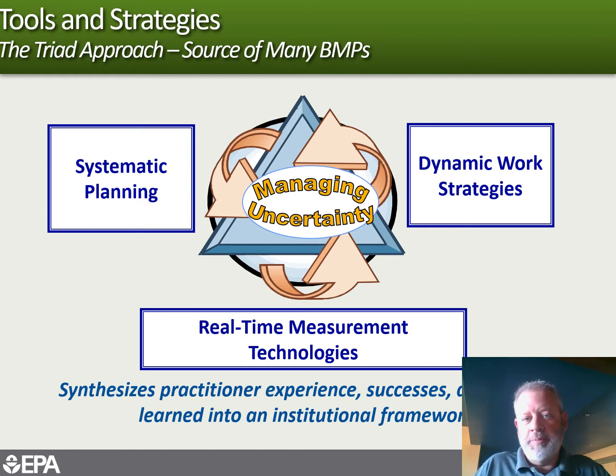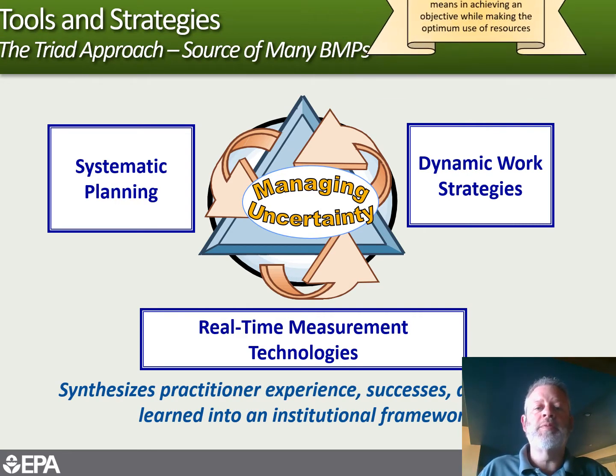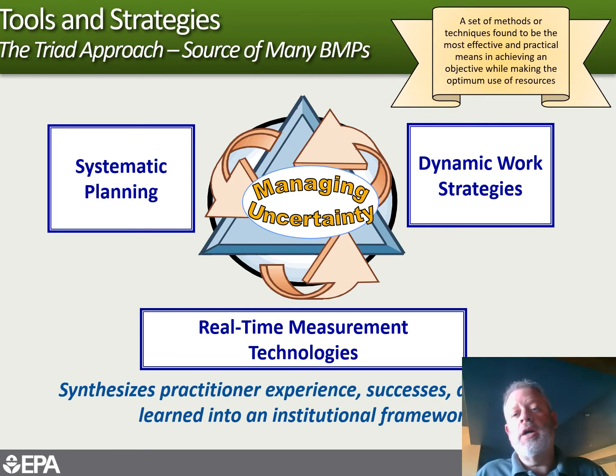All of these things were rapidly changing in the late 1990s, and by the early 2000s, EPA had formally developed the triad concept, and by 2005 we actually had a community of practice working on all of these elements. But the triad approach really has been the basis of what we've drawn on to help us develop a lot of our high-resolution site characterization efforts. In terms of best management practices, what are they? They're really just a set of methods or techniques found to be the most effective and practical means of achieving an objective while making optimum use of your resources. So getting the most bang for your buck, we find that we can identify many of those best management practices through our triad efforts.